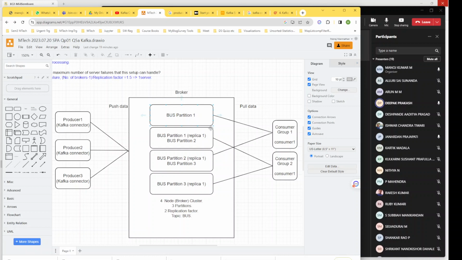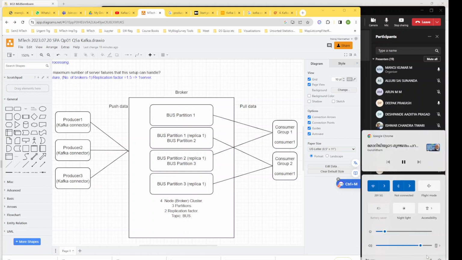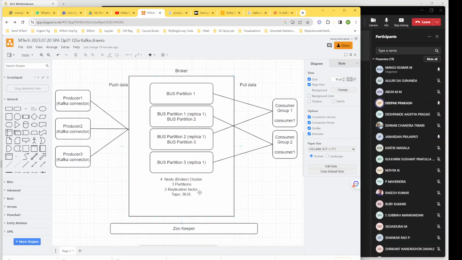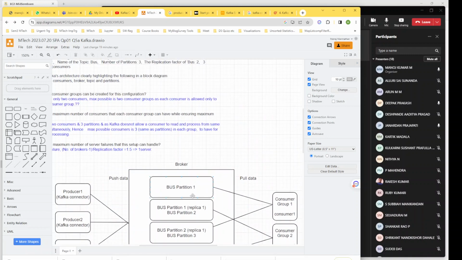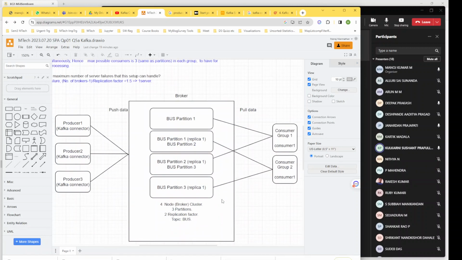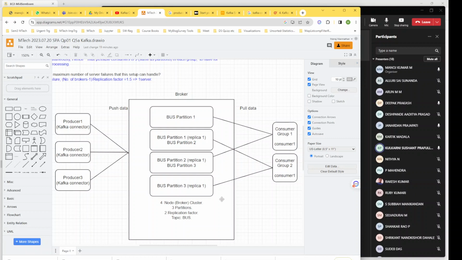We can have 3 replicas of 1 partition, right? As per the question, they already mentioned that the number of partitions is 3 and the replication factor is 2. So there will be 2 copies of each partition. As they mentioned, the replication factor is 2, so we have to keep a total of 2 copies.